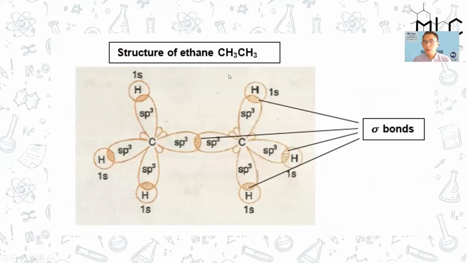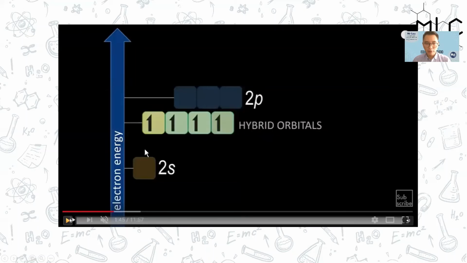This is how an ethane molecule looks like. Each carbon here is sp3 hybridized, and the hybrid orbitals are used to do the head-on overlap to form the sigma bonds. Let me show you a quick video.